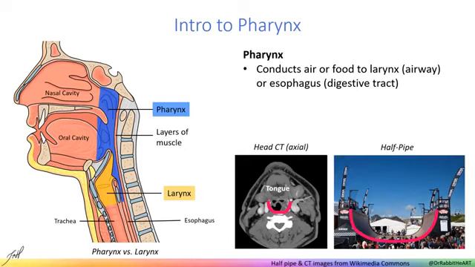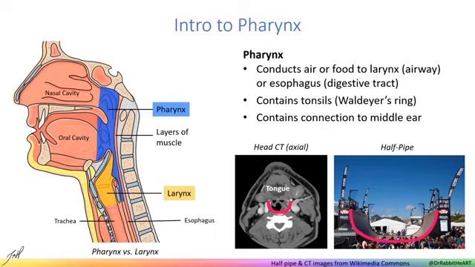The pharynx also contains a ring of tonsillar or lymphatic tissue called Waldeyer's ring around the openings from the nasal and oral cavities as protection from pathogens entering the body through these entryways. The pharynx is also connected to the middle ear via the auditory or pharyngotympanic tube. We will discuss these features more later.